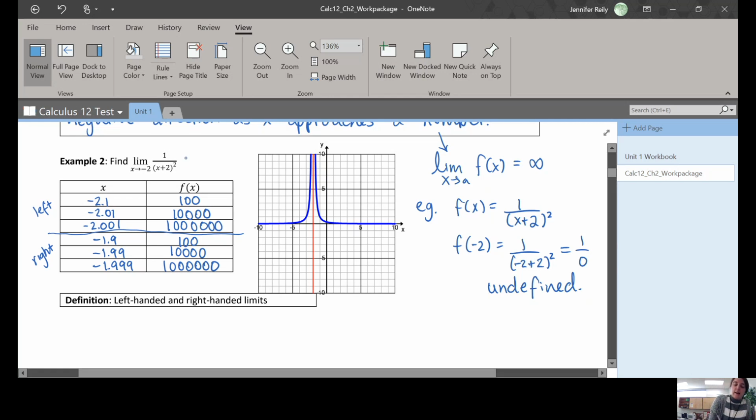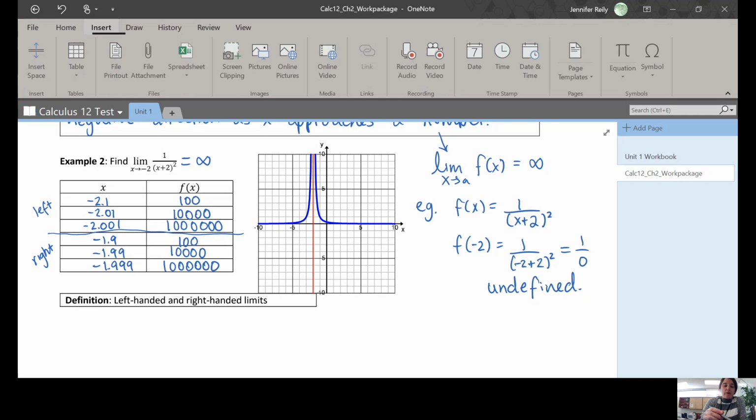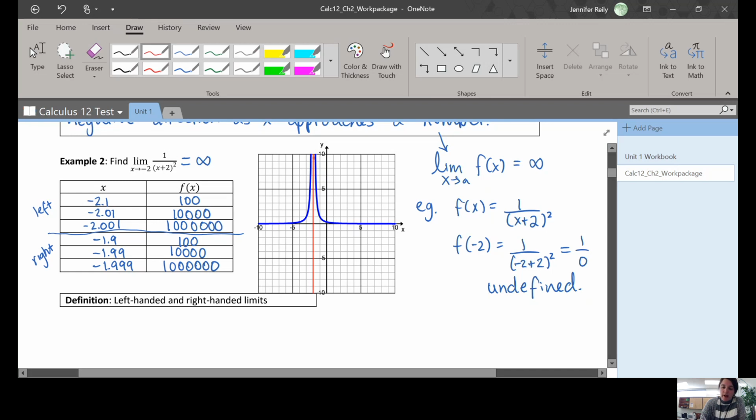So what we can say is that the limit is equal to infinity. When that happens, that means you have an asymptote in your graph. That means the graph is approaching infinity on either side of negative 2. And so I'm just going to label this here. So in red, this is the graph. In red here, we see this vertical line. This is a vertical asymptote at x equals negative 2. Okay, and you can see the graph as it approaches negative 2, it's approaching infinity on both sides.